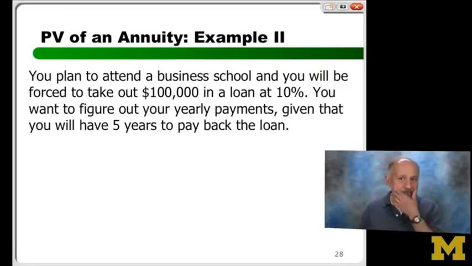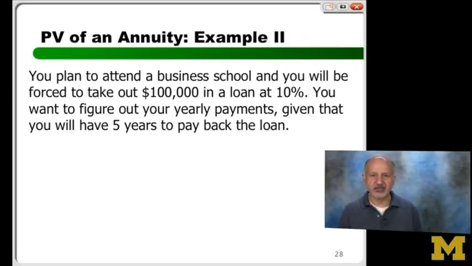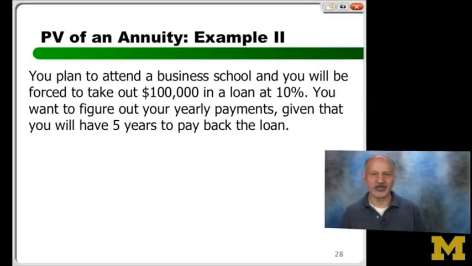You plan to attend a business school and you will be forced to take out a $100,000 loan at 10%. And the 10%, you'll see, is kind of artificial because I want to make my life a little easy here. Hopefully you don't need to pay 10%, you need to pay much less. But the 100,000 is a fact of life. It costs about that much for 2 years' worth of tuition.